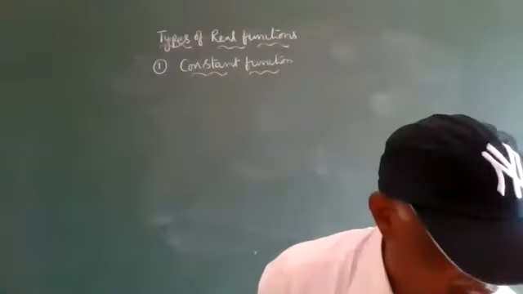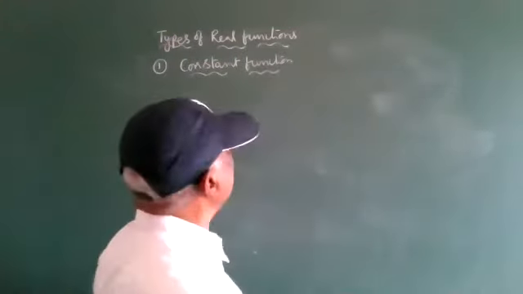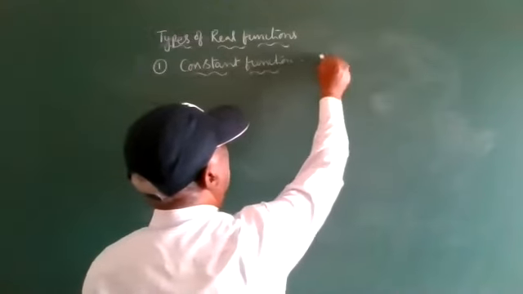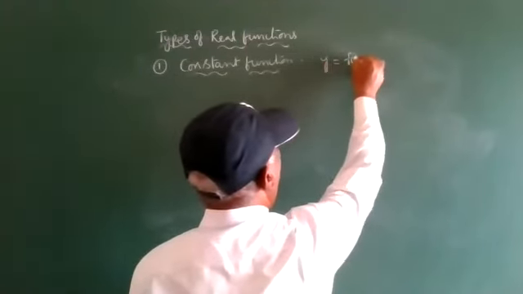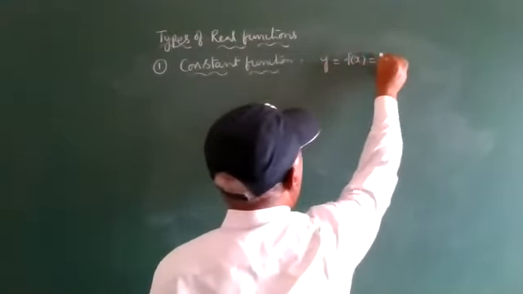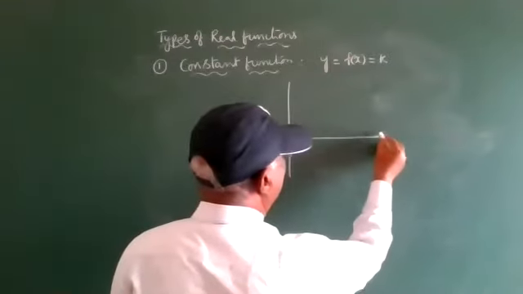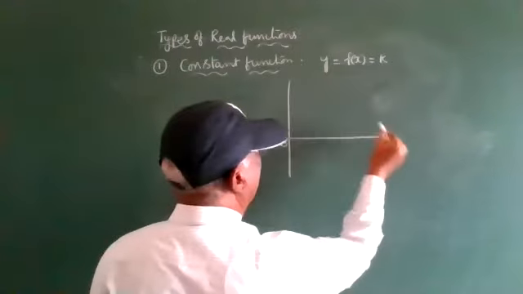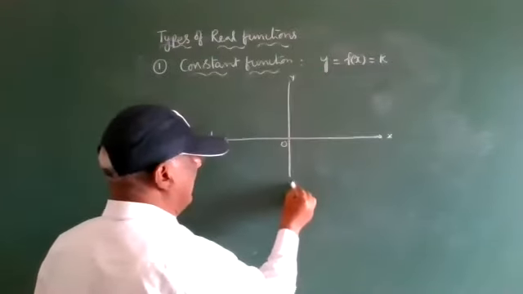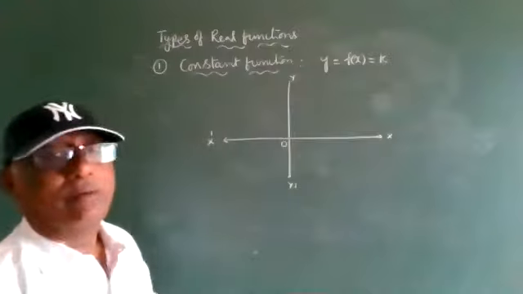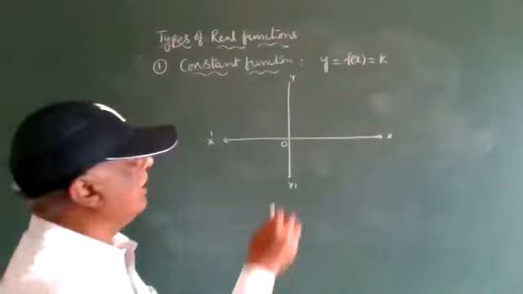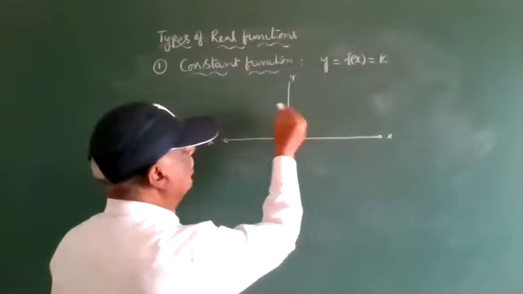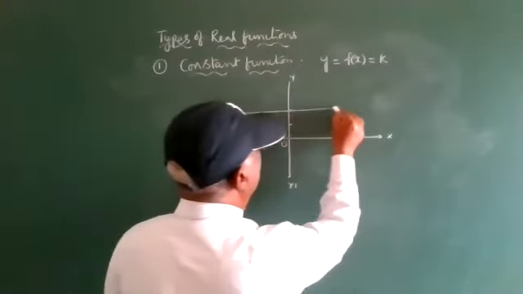Now see, I will draw the figure. So y = f(x), and this f(x) value is the constant k. For example, I will take the vertical line and the horizontal line. This is x and x dash, and this is y and y dash. For example, I will take the y value as 2. So this is 2, and I will draw the line.